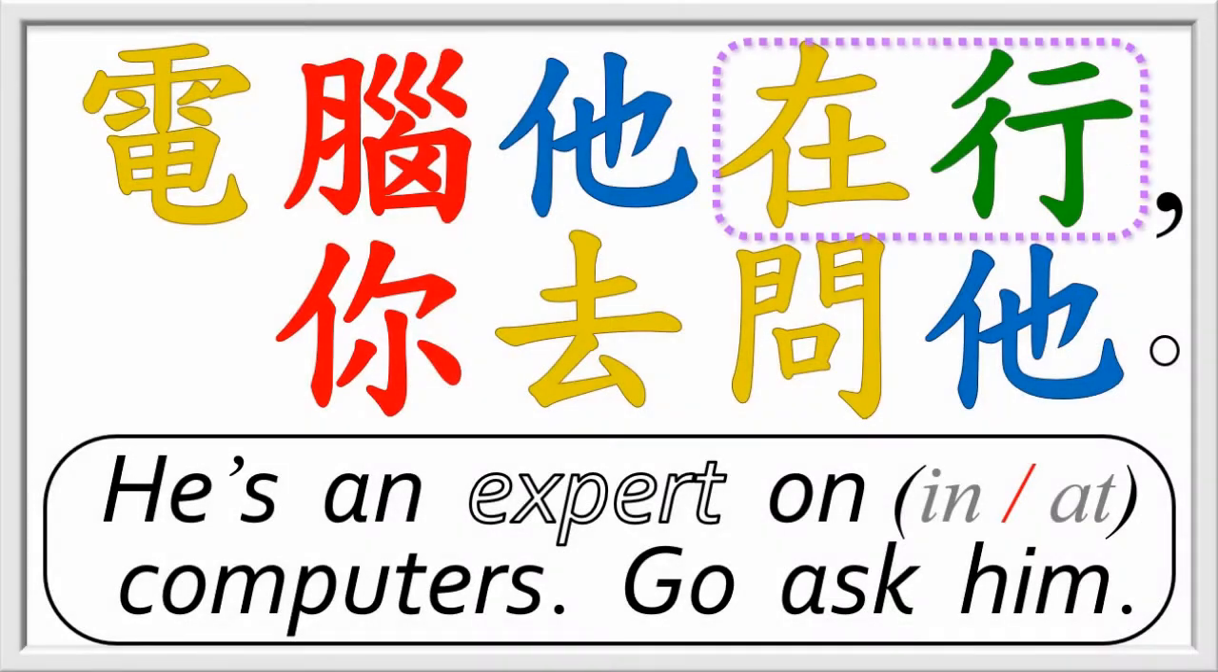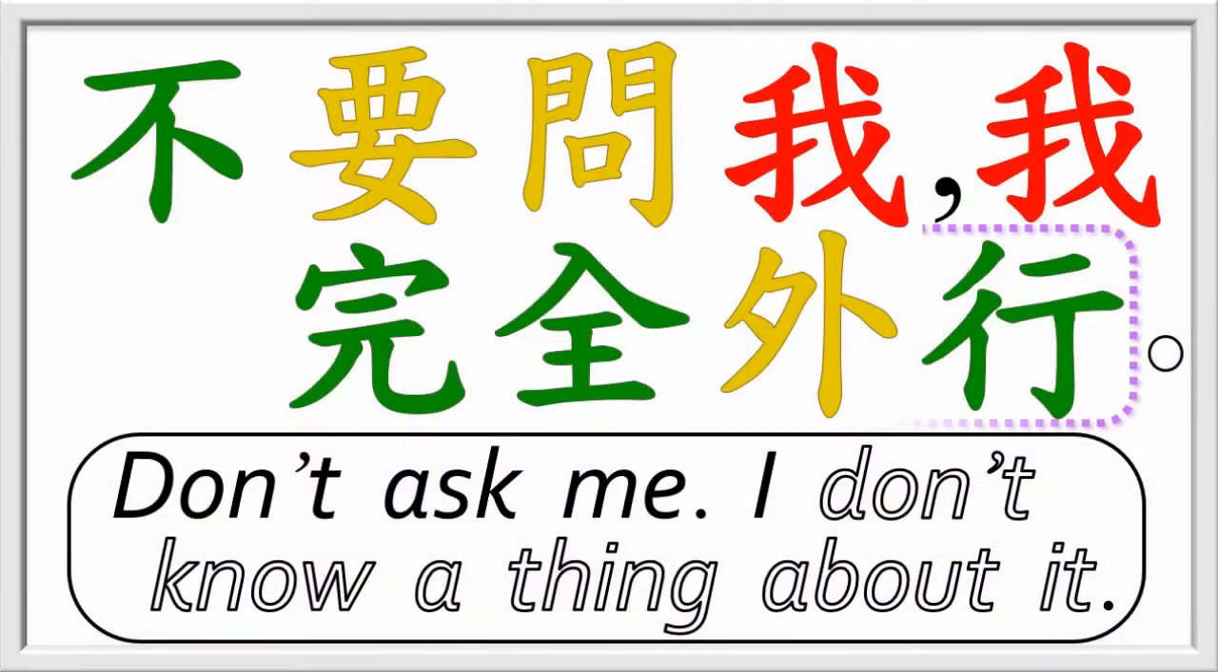电脑他在行, 你去问他. He's an expert in computers. Go ask him. 在行 is an adjective for a person inside the trade. 不要问我, 我完全外行. Don't ask me, I don't know the first thing about it. 外行 is an adjective for someone outside the profession. Here I have arranged the various connotations of this character with its 2 pronunciations and uses in a possible sense development.